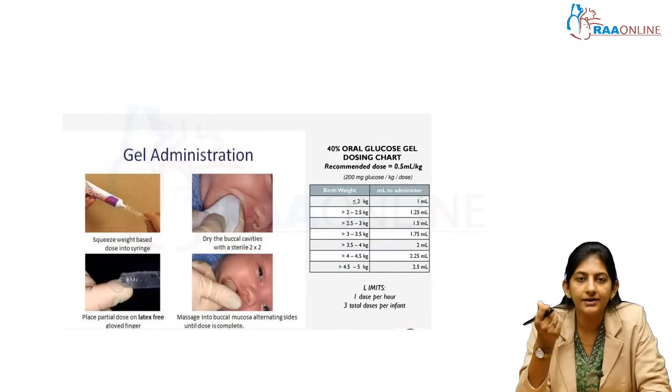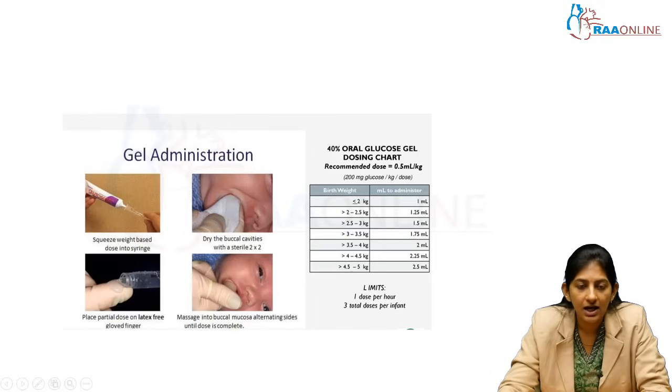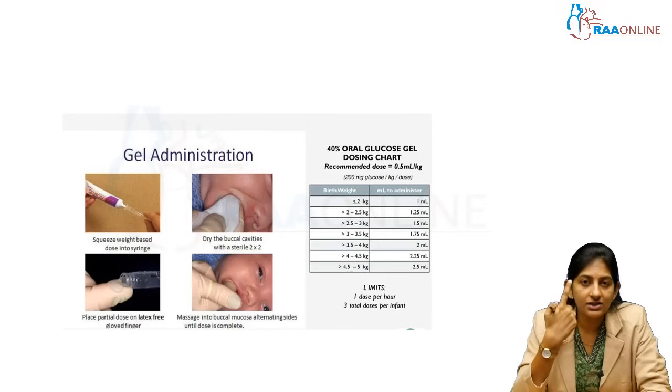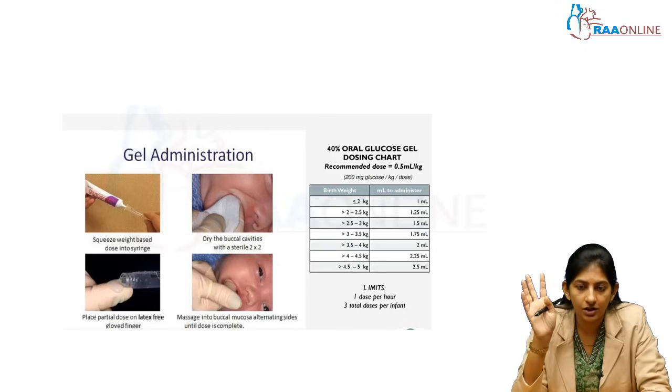These are ready-made dextrose gels which are squeezed and given to the baby in the buccal area. They have dosages based upon the birth weight, and it is squeezed into a syringe. Before giving the dextrose gel into the buccal cavity, you dry it by putting a gauze and scooping it inside, then place the dextrose gel on the inner surface of the cheeks, and once you place it, just massage it well so that it gets absorbed readily. You have to give a complete dose at a time.